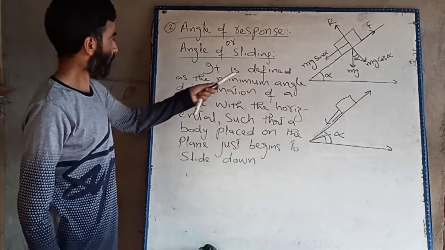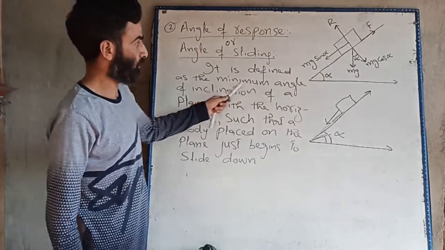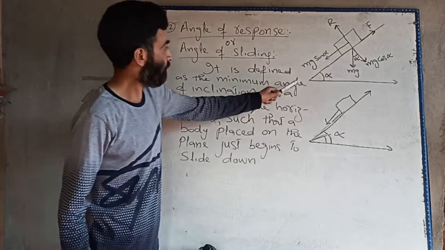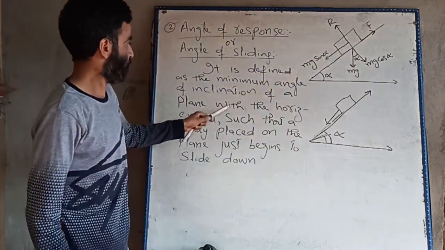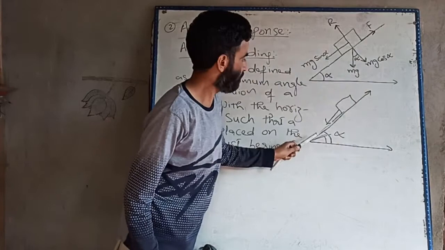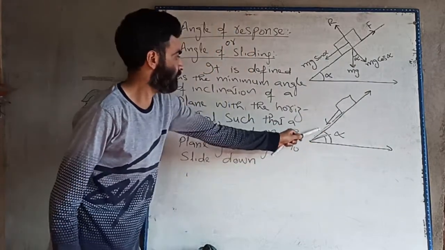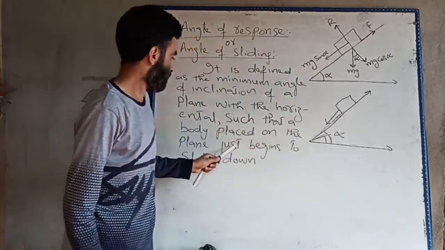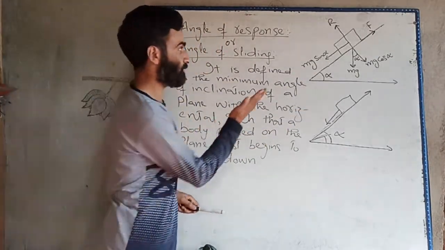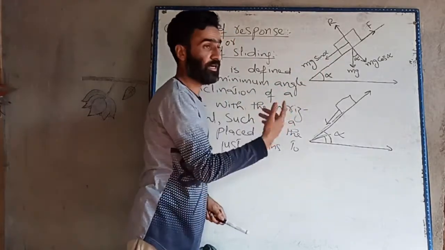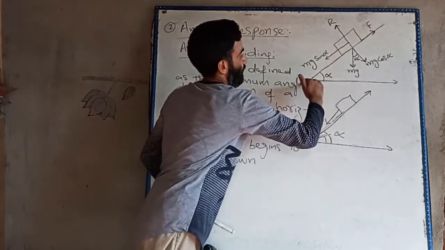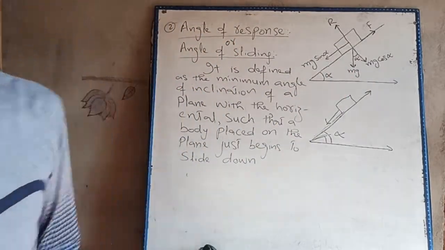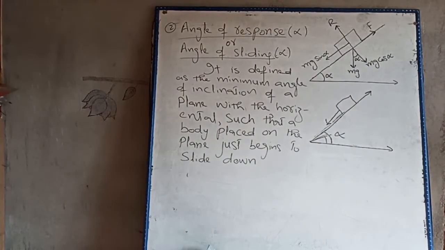Here I have written, it is defined as a minimum angle of inclination of a plane with the horizontal, such that a body placed on the plane just begins to slide down. When it starts to slide down, then at that time the angle between this plane and the horizontal is called angle of repose or angle of slide. We denote it by alpha.